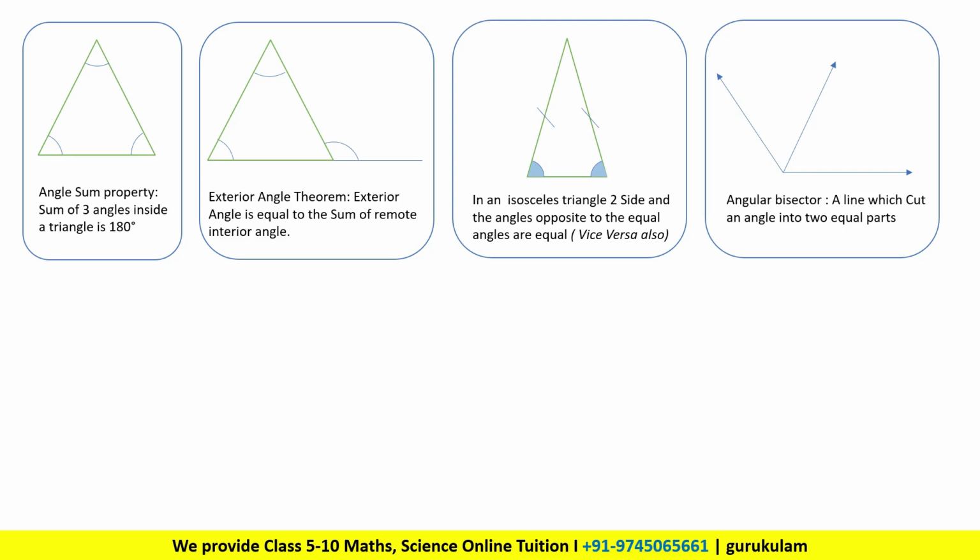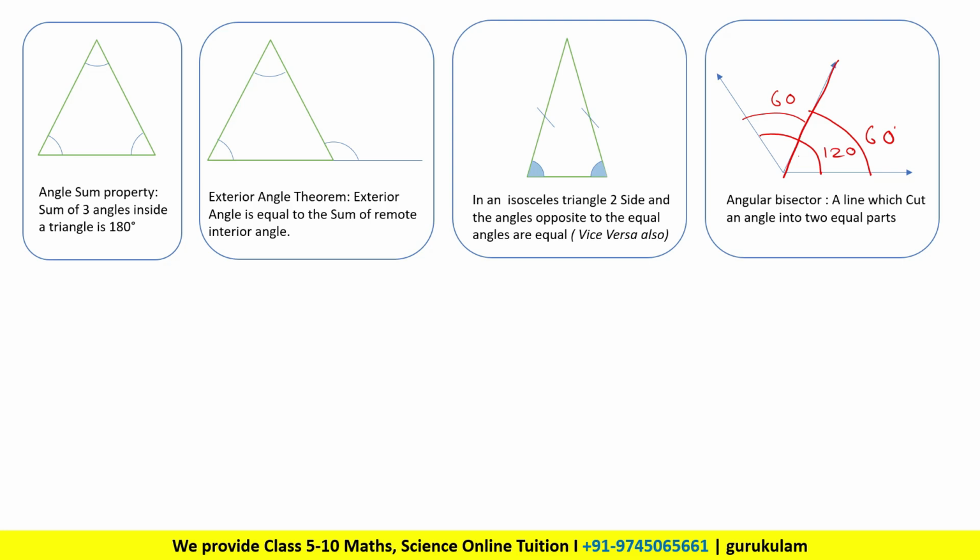Next is the concept of angular bisector. An angular bisector is a line which cuts an angle into two equal parts. For example, if the whole angle was 120, and this is the angular bisector, then what will happen? This angle will be 60, and this angle will be 60. This is the concept of angular bisector.